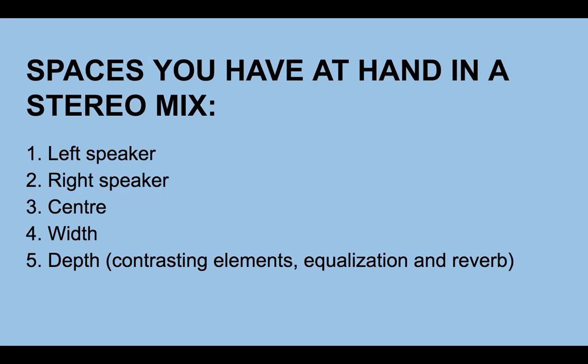So, spaces that you have at hand. This is for your assessment. You've got obviously your left speaker, you've got your right speaker, you've got the center of your mix if you had nothing panned at all. You've got width, you can use the techniques we were just looking at, and you've also got depth with contrasting elements, equalization, and reverb. So you've got some things to experiment with here to keep within the theme of the original assessment of making a spatial piece of music with 4 speakers. Unfortunately, we've only got stereo for this assessment now, but you've got a lot of things here to work with.